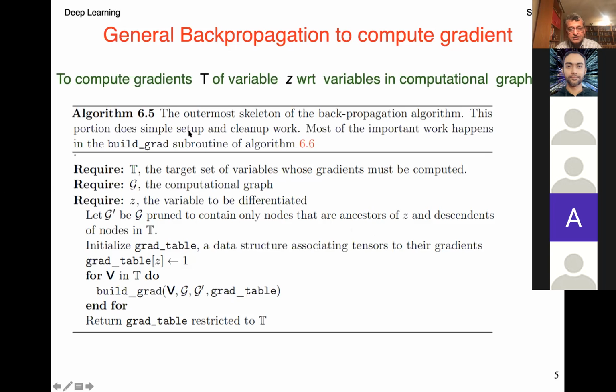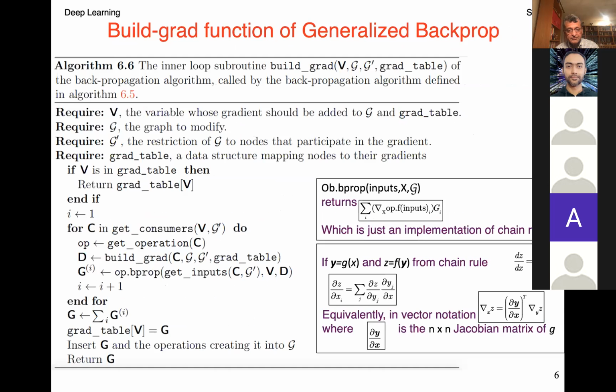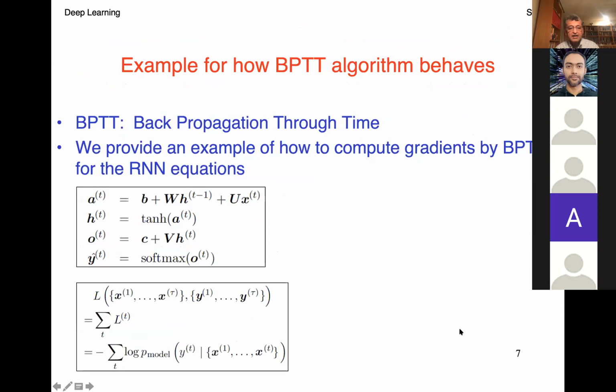All right. So this is the outermost skeleton of the backprop algorithm. This portion does simple setup and cleanup work. The most important work happens in build grad. I took this way out of the earlier chapter. This is not specific to RNN. This is the basic general backprop. Okay, we know this stuff already. Build grad function and so on gives all the details of that. I think I borrowed these slides from an older part.